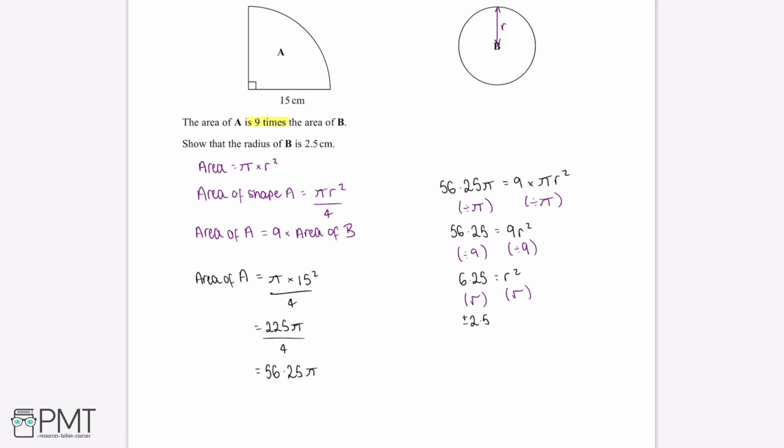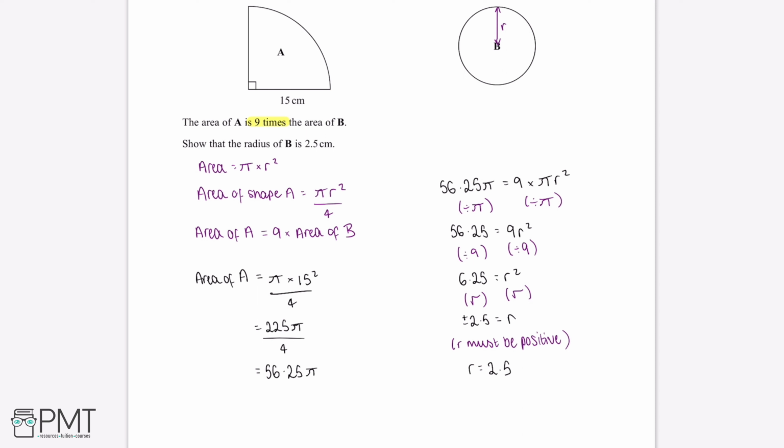And then the square root of r squared will give us r. Now an important thing to remember is that because r is a measurement of the size of the radius, it must be positive. So therefore, r is equal to 2.5 centimetres. And this is how we would show that the radius of B is 2.5 centimetres.